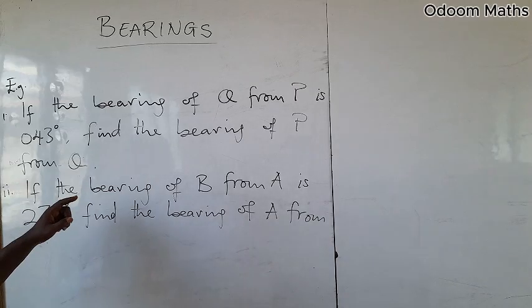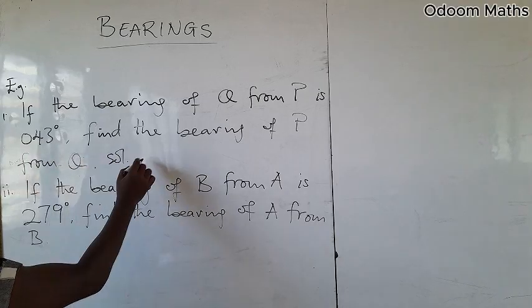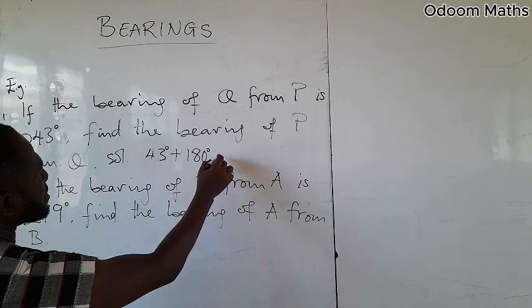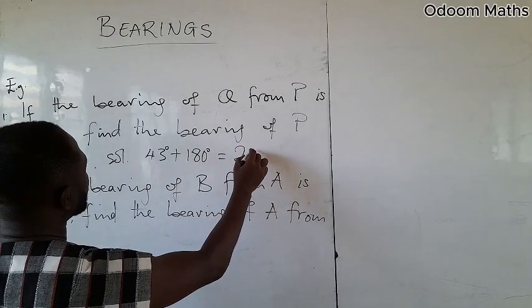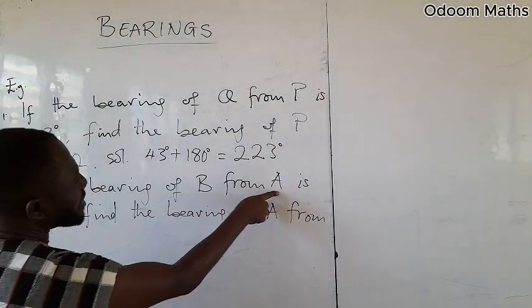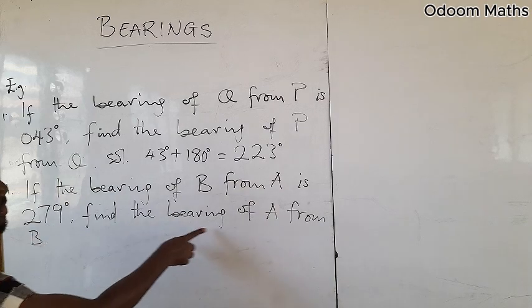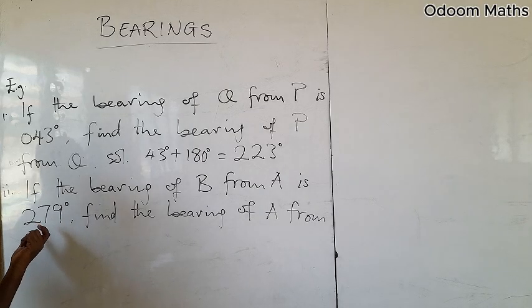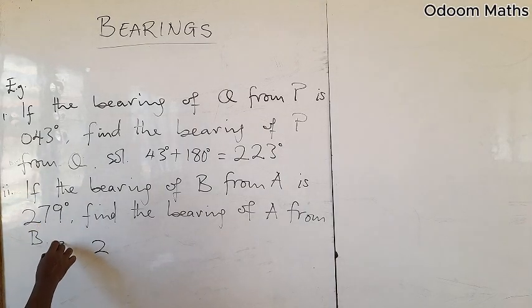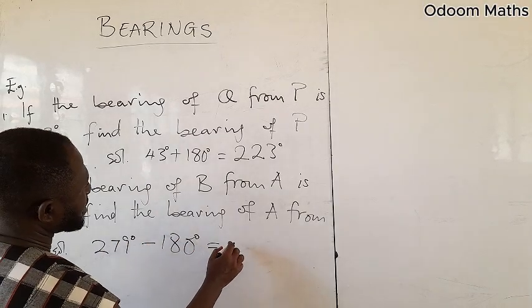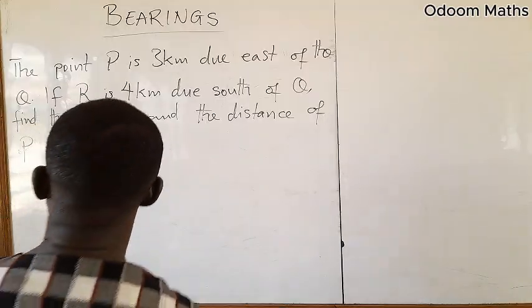Now I said if the bearing given is less than 180, we add 180. So the answer to this becomes 43 plus 180 degrees, and that is going to give us 223 degrees. For the second one, if the bearing of B from A is 279 degrees, find the bearing of A from B. I said if it is more than 180, we subtract 180 from this. So that is the solution: 279 degrees minus 180 degrees, and that is going to give us 99 degrees. Now let's look at this example.